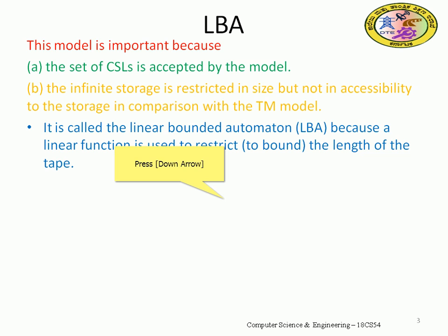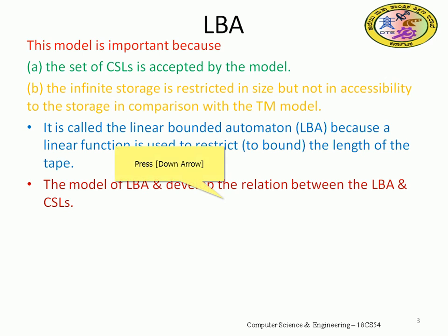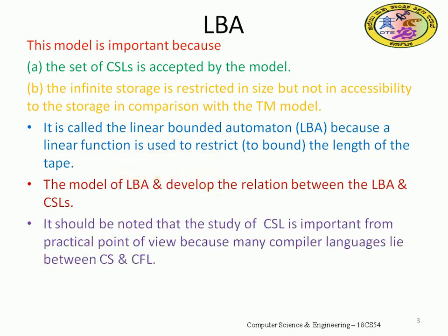It is called a linear bounded automaton due to the linear function involved here. The linear function is involved to decide the size of the memory used, to restrict and bound the length of the tape. In the Turing machine, that length is almost infinite, so here we make it finite, and then we can accommodate that linear function. So in the model of linear bounded automata, we develop the relation between the LBA and context sensitive languages.